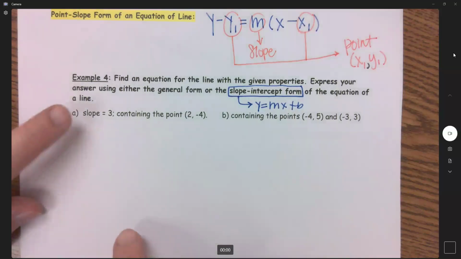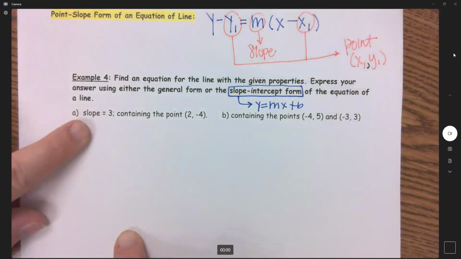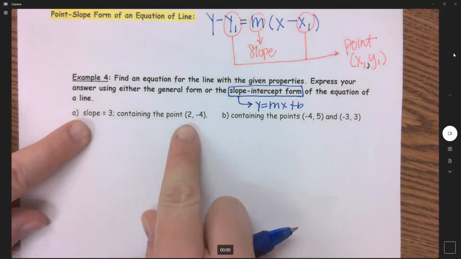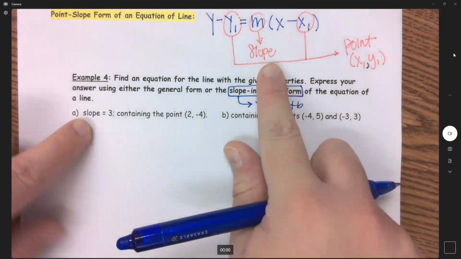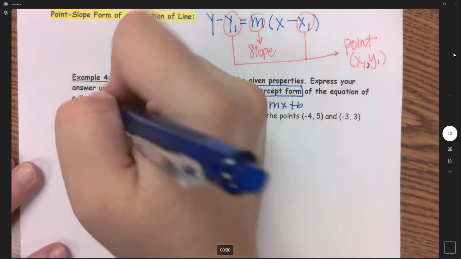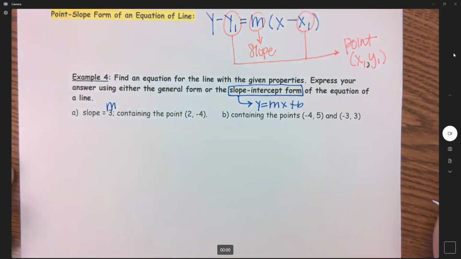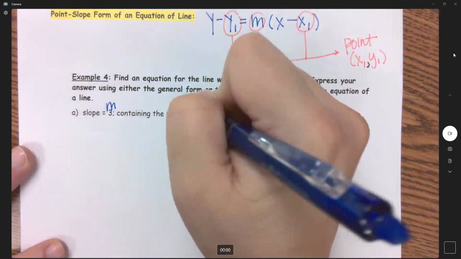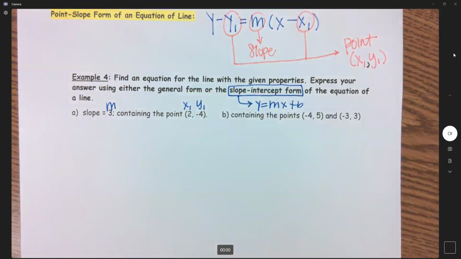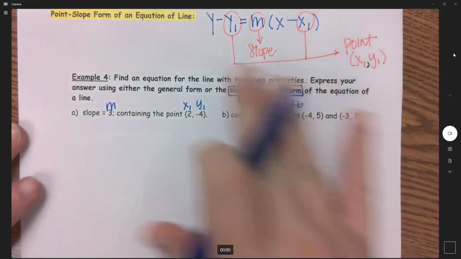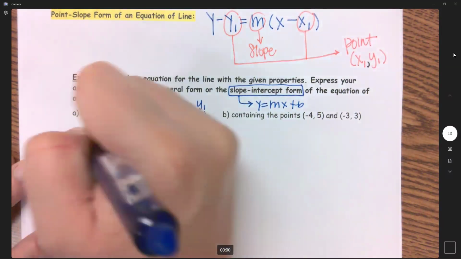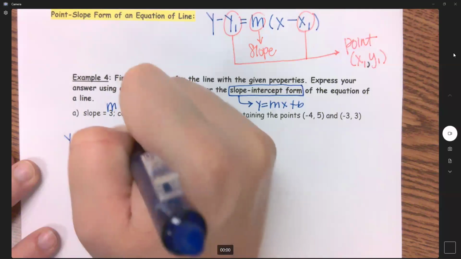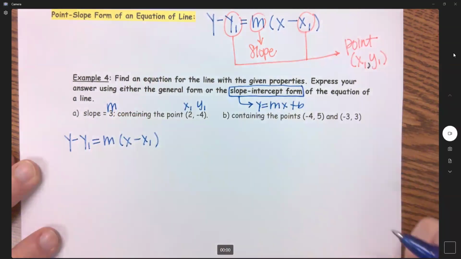So example A, we have a line with a slope of 3, and it contains this point (2, -4). This is the perfect time to use this because that's the exact information I have. I have the slope and I have the point. So this slope right here is my m, and this point is my x1 and my y1. So I'm going to just rewrite this formula right here: y minus y1 equals m times x minus x1.